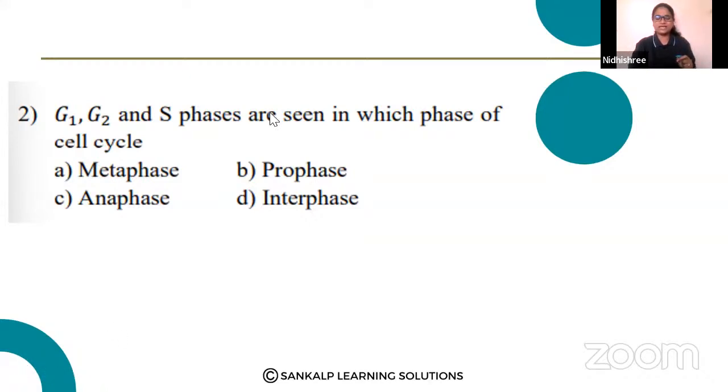Pavitra answered it quickly, option D. What about others, guys? Nandu Dodmani, interphase. Kanchana Raj, option D. Good. What about others? Hemashri, be fast. Vidya, Nandish. So most of you answered option D, that is interphase. Exactly. G1, G2 and S phases are seen in the interphase.